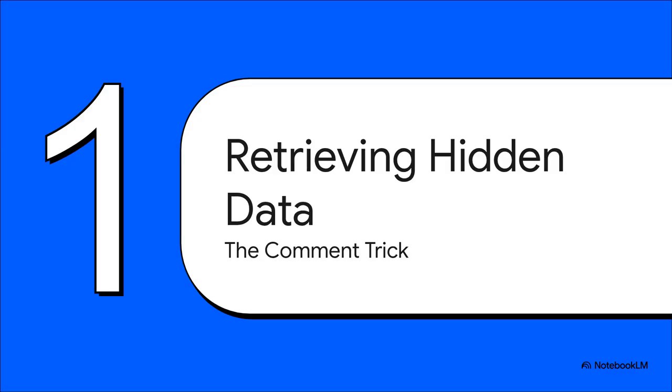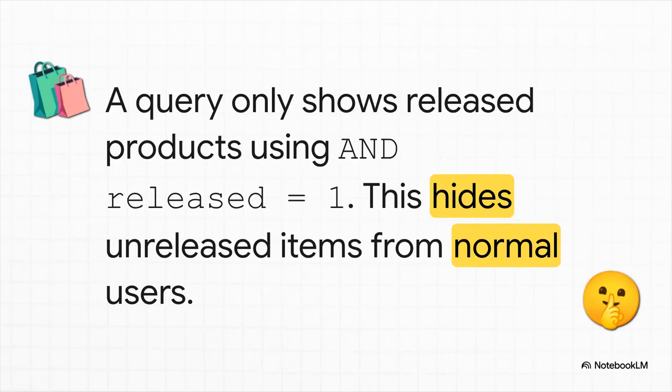All right, let's get into the nitty-gritty. We'll start with a really simple but super effective scenario. We're going to see how an attacker can peek behind the curtain and see stuff they're not supposed to, all thanks to a clever little thing called the comment trick. So, picture this. You're on a shopping website, and you click on a product category. In the background, the site sends a command to its database that says something like, hey, show me everything from the products table. And this is the important part, only show the ones where the released status is set to 1. That little check is what keeps the unreleased stuff hidden.